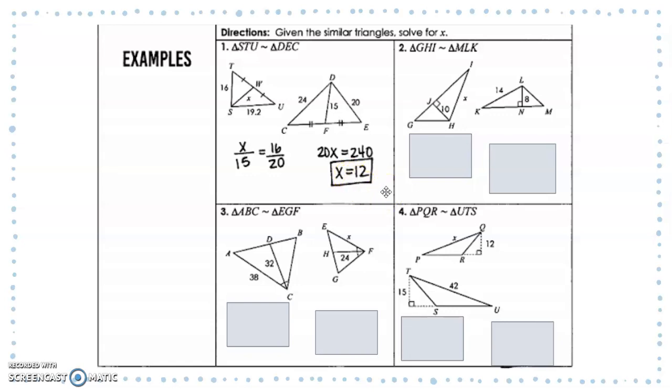Number 2 is an example of our altitude. Again, the altitude goes from a corner straight down, and it creates that right angle at the bottom. So when I set that up, that's going to look like 10 over 8. I'm doing the first triangle to the second triangle, so 10 over 8. And then my side, I have x for HI, and then for KL, I have 14. And then solving for x, we find that x equals 17.5.